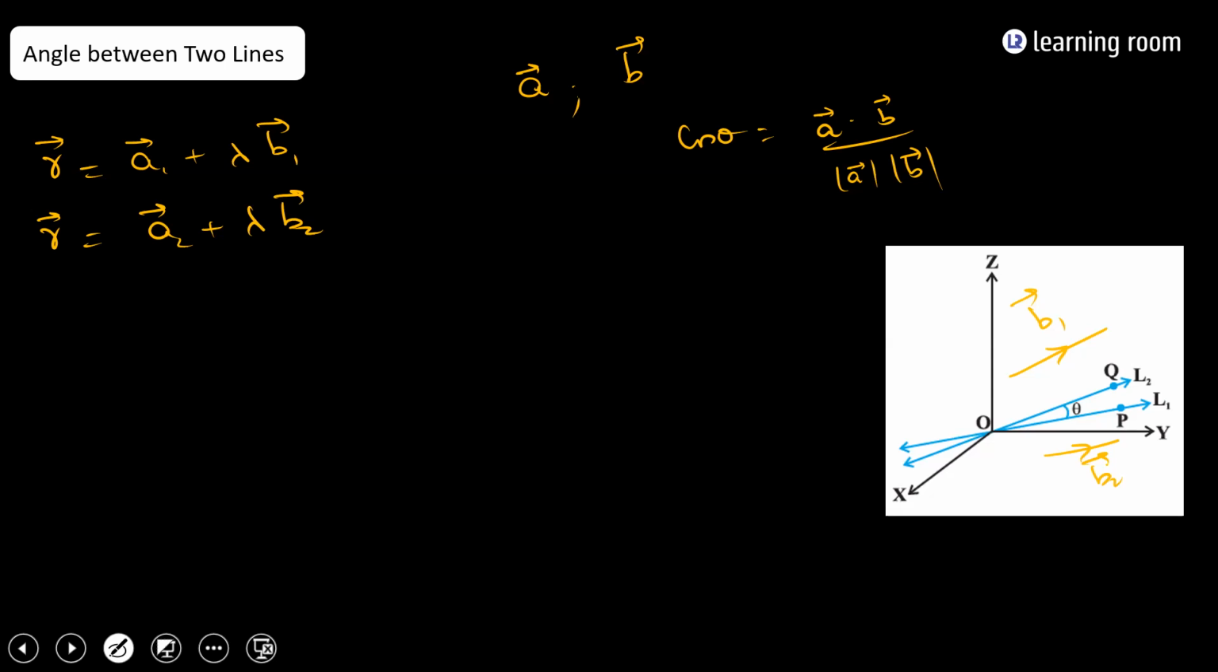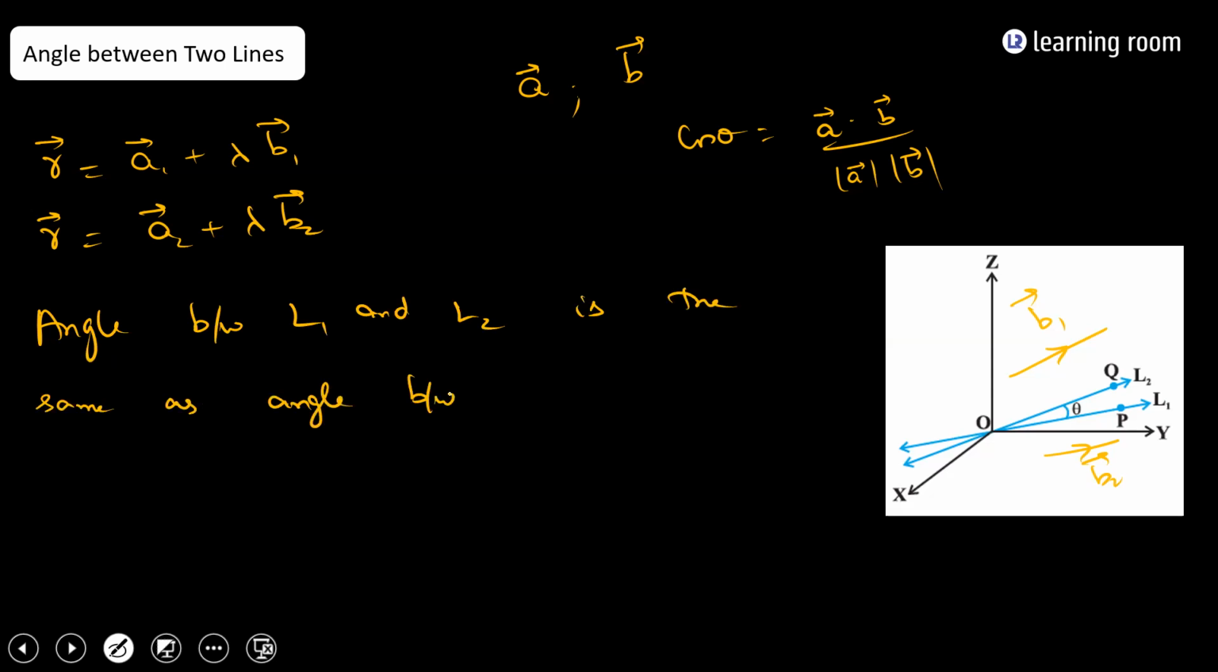Guys, are you able to understand what I'm trying to say? L1 is parallel to B1. L2 is parallel to B2. So what is the topic? Angle between two lines. So if I need to find the angle between two lines, can I find the angle between those parallel vectors to which these lines are parallel? Can I say that? Yes. So the angle between L1 and L2 is the same as the angle between B1 vector and B2 vector.